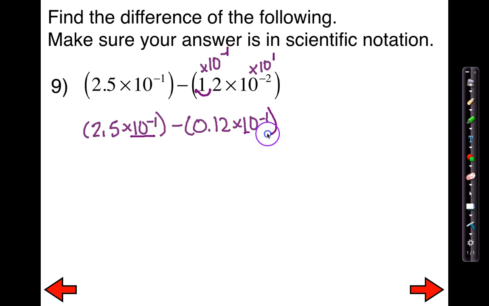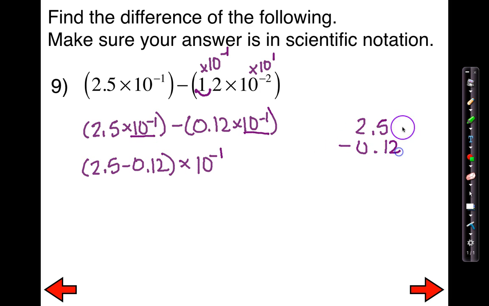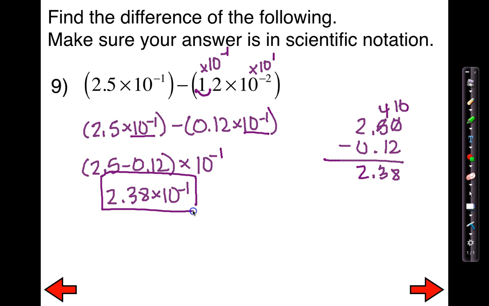And now that the bases and the exponents match up, I can go ahead and combine like terms. So in this case, I'm going to go ahead and subtract the coefficients, but still multiply it by 10 to the negative first power. I am going to do some side work. 2.5 minus 0.12. Notice again, I'm lining up my decimals. I'm going to subtract. 10 minus 2 is 8. 4 minus 1 is 3. Bring down 2. I'm left with 2.38 times 10 to the negative first. I am done because the coefficient does fall between 1 and 10, so we're good to go.